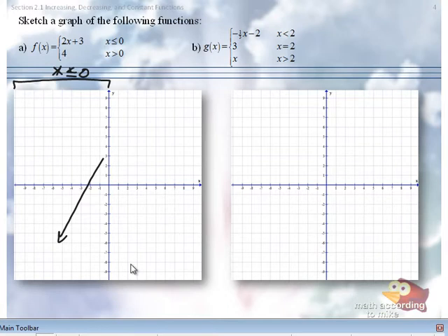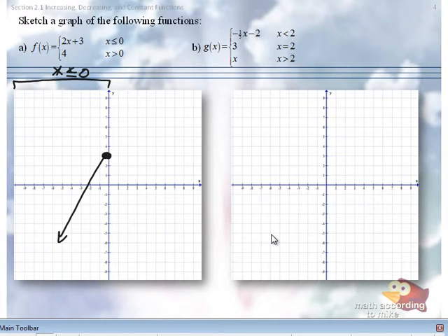But now we have to worry about what happens at 0. Since there's an equal to sign here, do I put an open dot or a closed dot? Closed dot. That works. So the process is graph the whole thing if you want to, and then erase what you don't want.